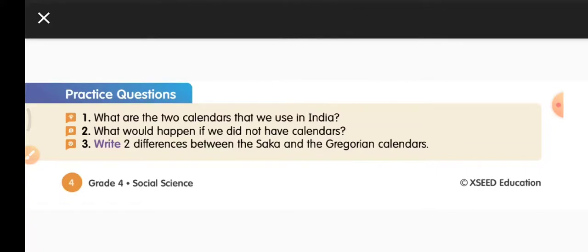Third question, write two differences between the Saka and the Gregorian calendar. So you draw a table and you write these points under the names of Gregorian and the Saka calendar. Gregorian calendar started in which year. Saka calendar, when it started. Then, which calendar is used by most number of people in the world? Whether it is Gregorian or Saka, you write.